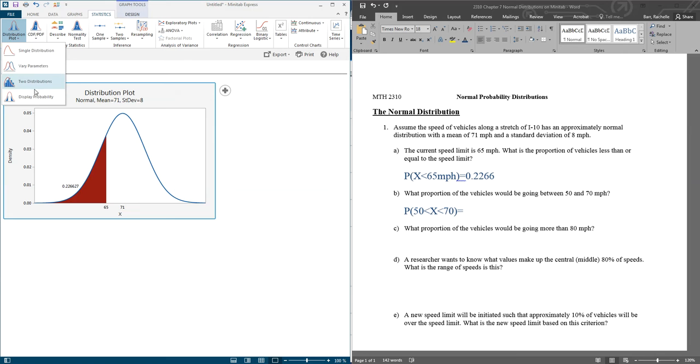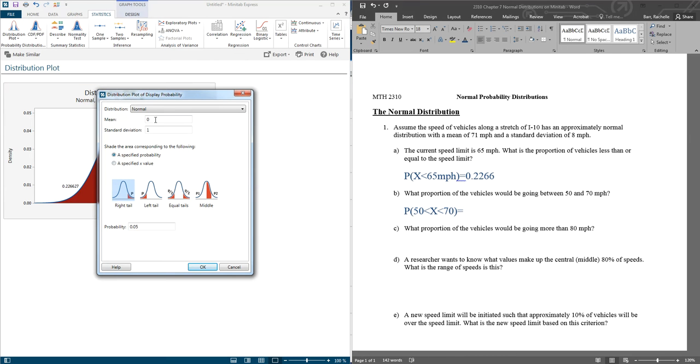So we're going to go back to distribution plot, display probability. This is one thing I get annoyed with about Minitab Express: you have to type it in every time, unless you tell it you want to alter what you've done previously, but I don't want to do that because I want all of my graphs at the end. I'll show you how to look at all of them too. I know x's, so I have to change this to specified x.